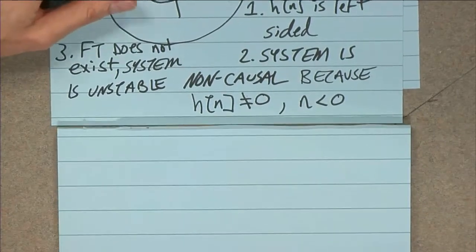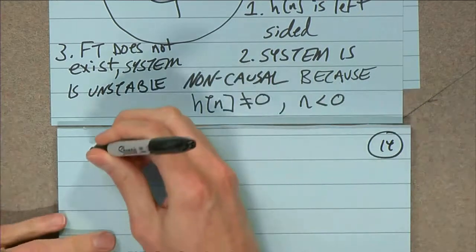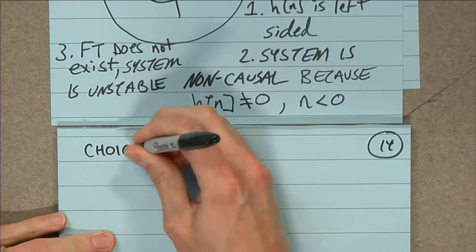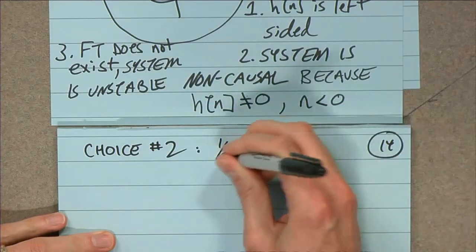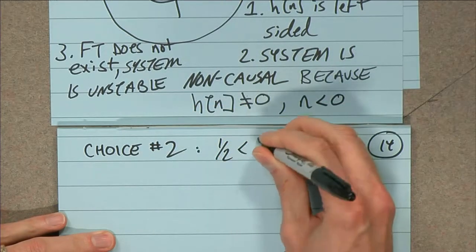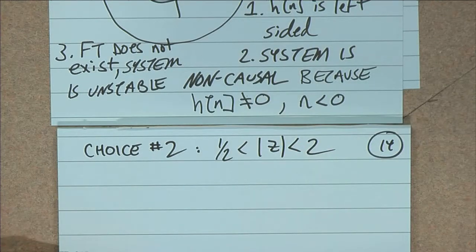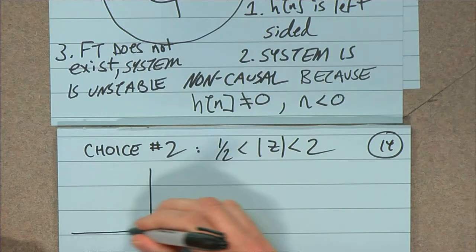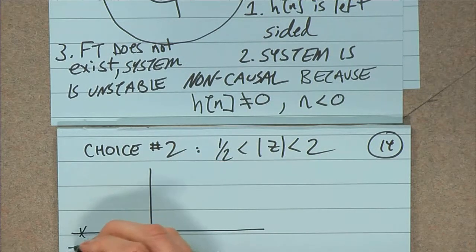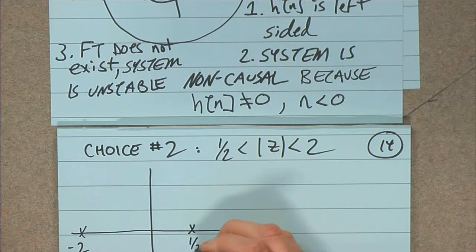So, given that, let's choose something else and see what happens. Choice 2. What else do we have? We could do the annulus thing and put z between the poles, or make the ROC between the poles. If we do that, we have what? Pole at -2, pole at 1/2.